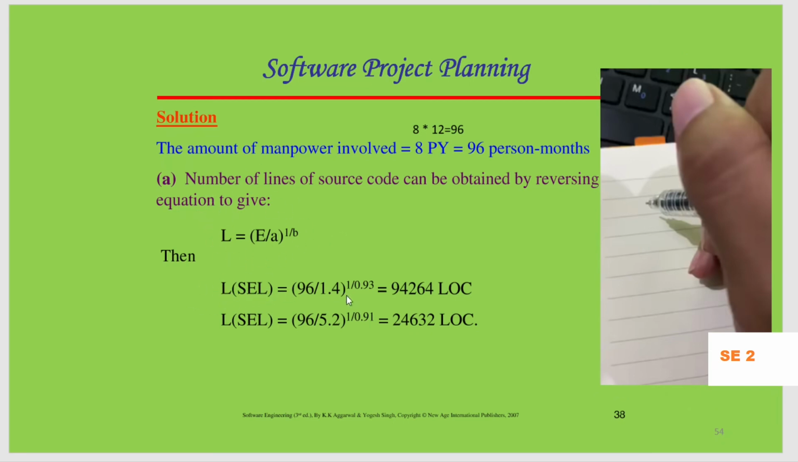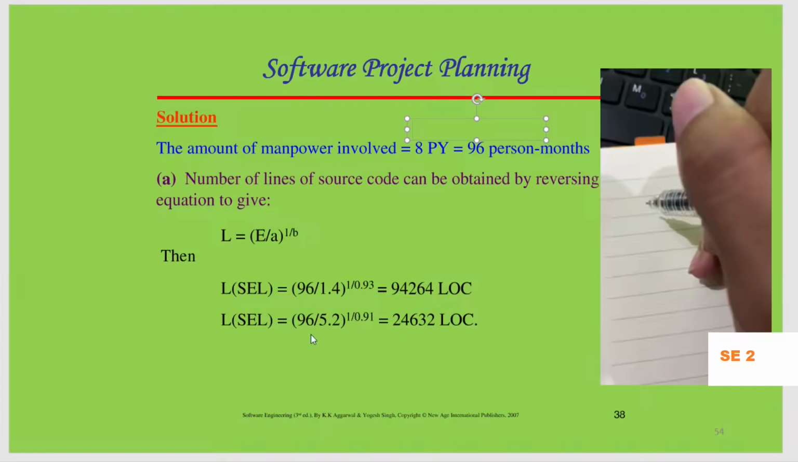Here, this is for SEL, and this is now for Walston and Felix. Here, 96 person-months. Where did we get this? Our given is 8 persons per year, so 8 times 12 is equals to 96. Okay, our given is 96. So, 96 over 1.4 raised to 1 over 0.93. Again, where does this come from? It comes from here. Is equals to 94,264 lines of code.